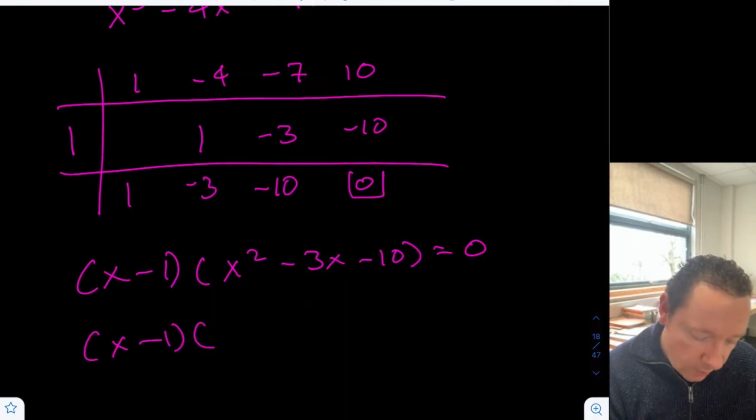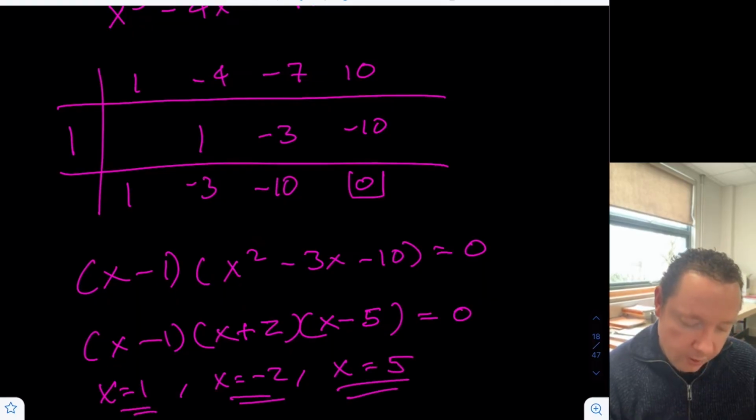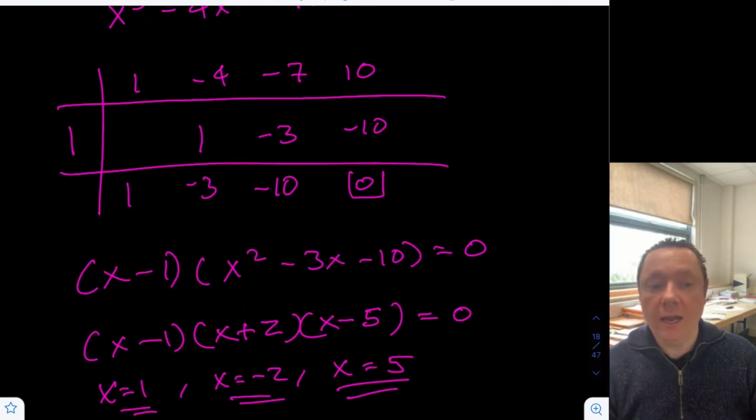x minus 1, double bracket, x and x, 5 and 2. Minus 5 plus 2 is minus 3. And therefore x equals 1, x equals minus 2, or x equals 5. And we're done there. 1, minus 2 and 5.